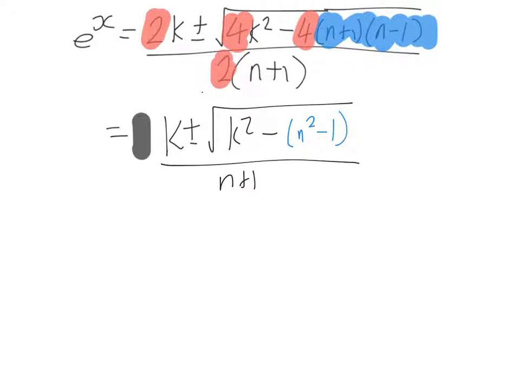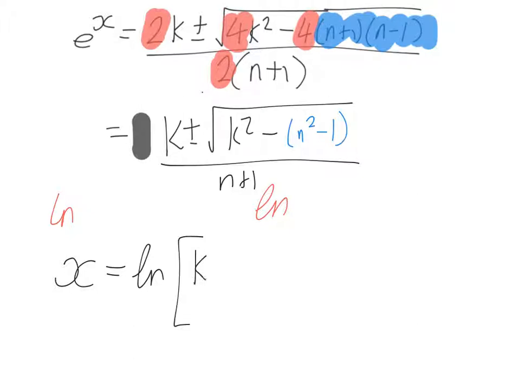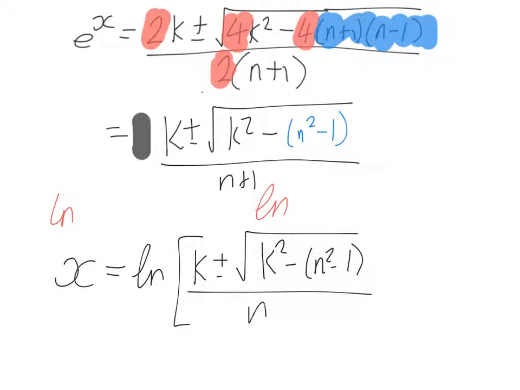And I want to get x on its own, so take natural logs of both sides, and I get my final answer, which is x is the natural log of k plus or minus square root of k squared minus n squared minus 1, all over n plus 1.